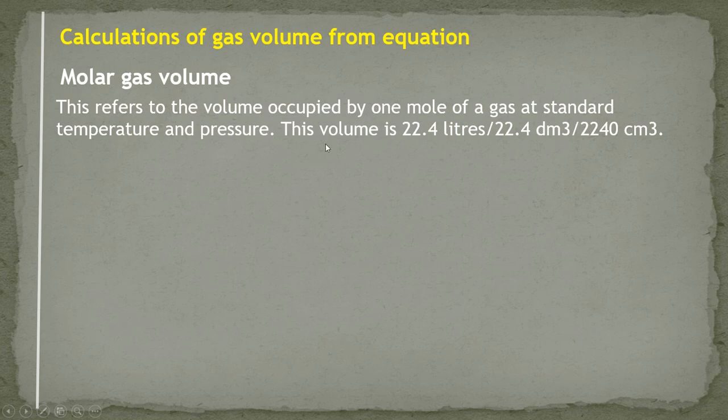This volume is a standard and will be given to you. This volume can be 22.4 liters. But remember, 1 liter is equivalent to 1 decimeter cubed, so it is also equivalent to 22.4 decimeters cubed. However, 1 liter is equivalent to 1000 cubic centimeters. That is why the molar gas volume can also be 22,400 centimeters cubed. Take note of that.